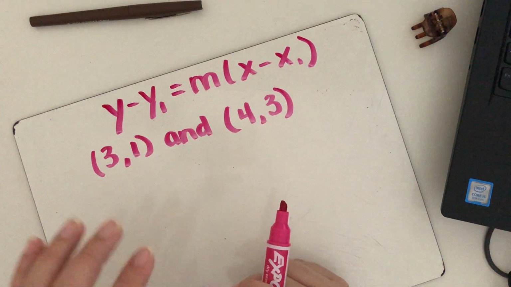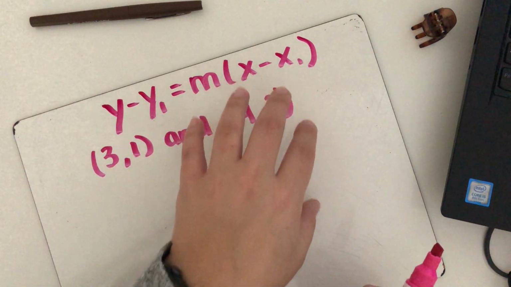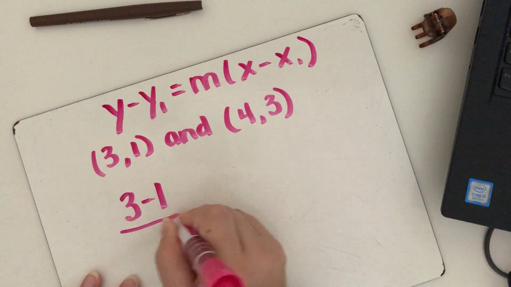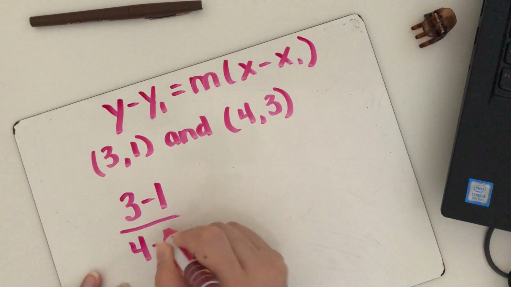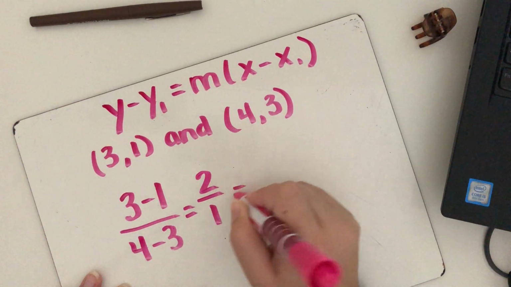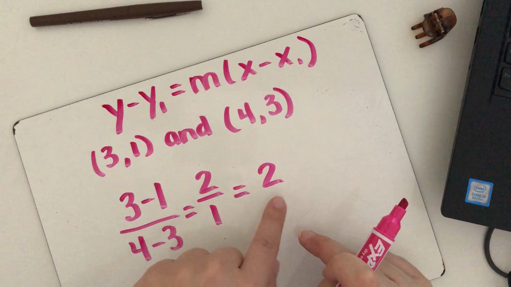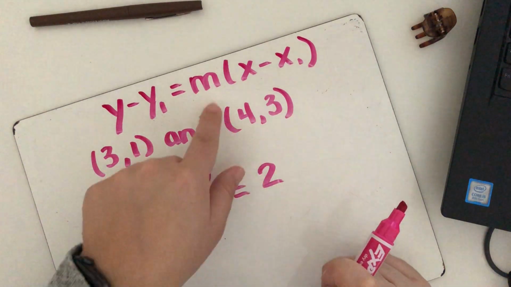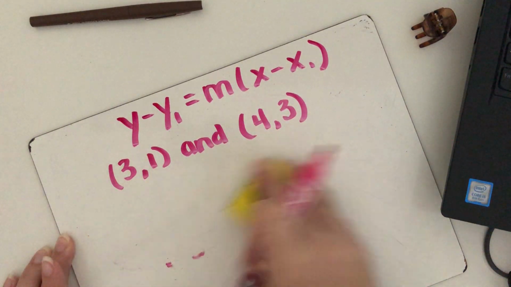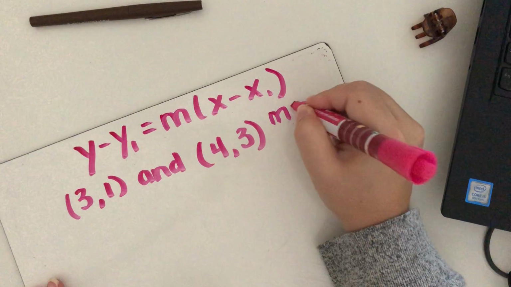So before I can even input a value into here, I need to find what the slope is. So again, I'm going to label these as my x1, y1 and x2, y2. So I have 3 minus 1 divided by 4 minus 3. It's going to give me 2/1. So that means that I have a slope of 2. So I can take this 2 value and plug it right up into here. So I'm going to get rid of this for now so that I can have space. So I'm going to put over here that m is equal to 2.